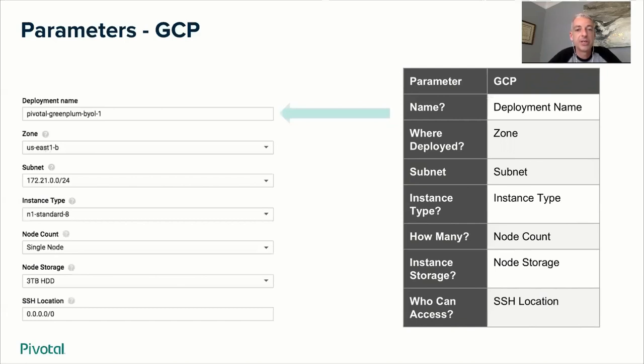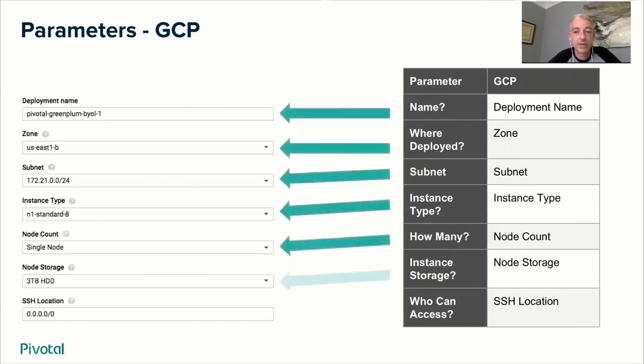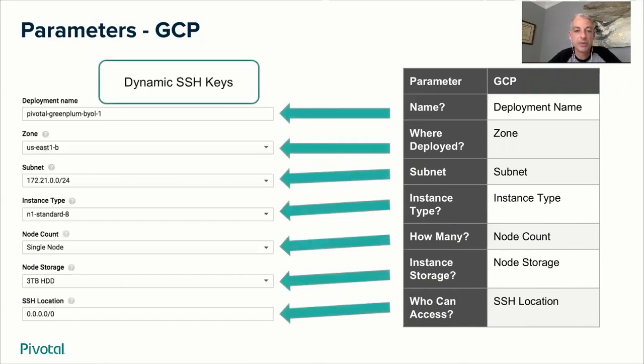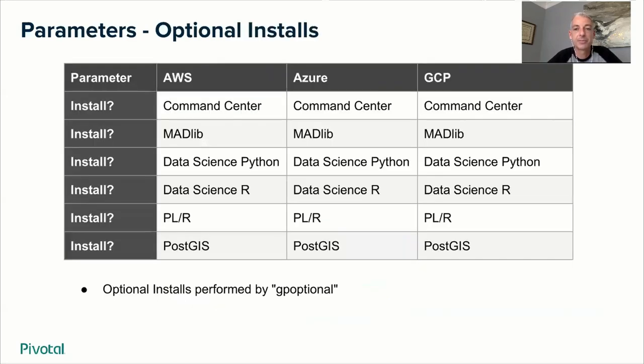GCP is all on one page, and it's pretty straightforward. It has deployment name, zone, subnet, instance type, node count, storage, and location. And what's neat about GCP is how the keys are handled. So when you SSH in with their CLI, or if the web interface has a little SSH button when you do a deployment, it handles the keys for you automatically. So you don't have to keep track of your private key, which is kind of nice. But aside from that, it's pretty much the same as Azure and AWS.